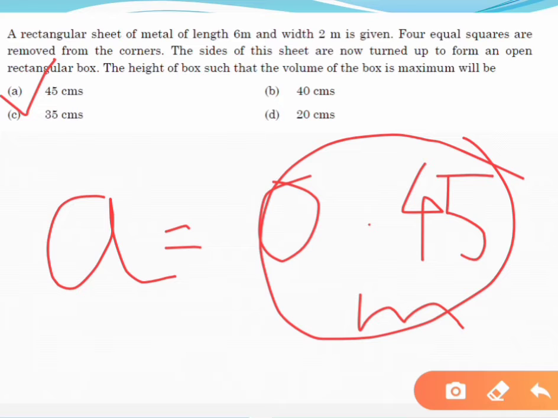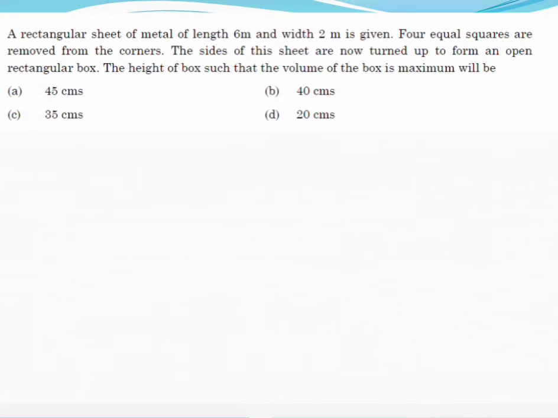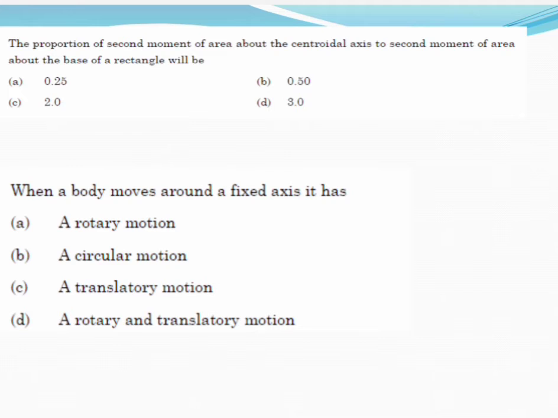Now proceeding to the next question. The second question says the properties of a segment of a rectangle. We need to calculate the proportion of the second moment of area about the centroidal axis and about the base of a particular geometry, which is rectangular.